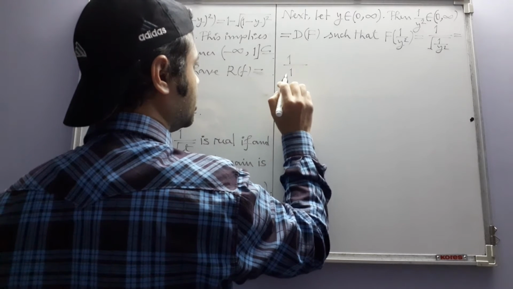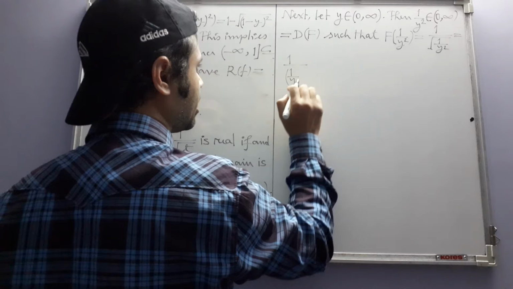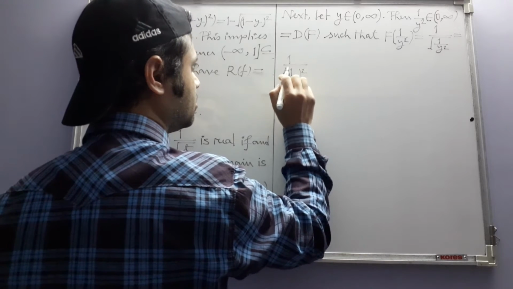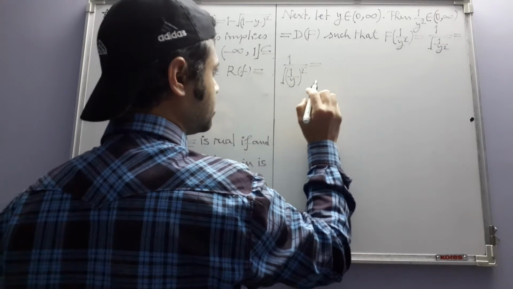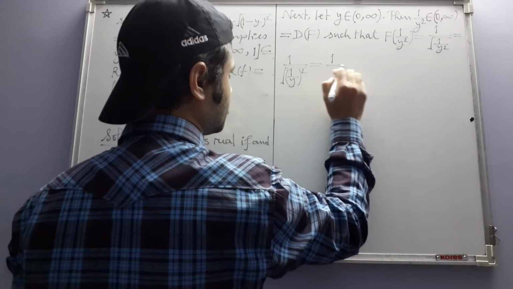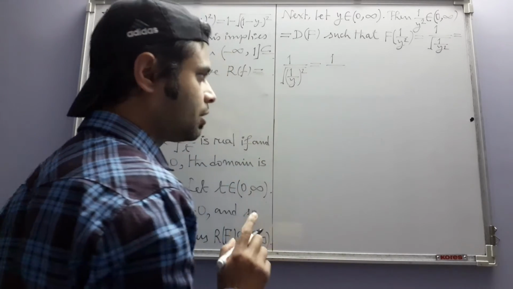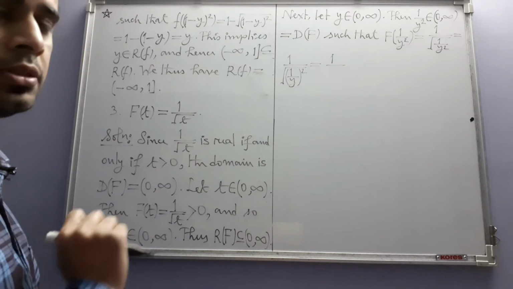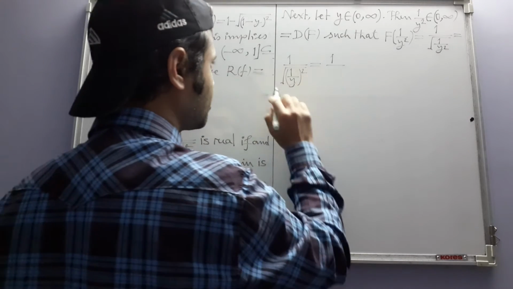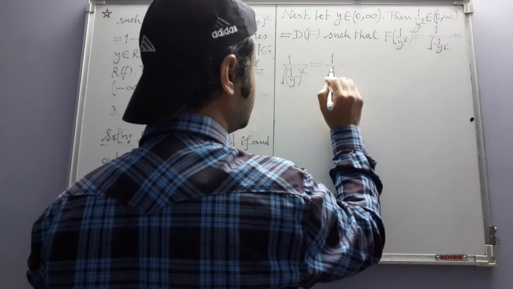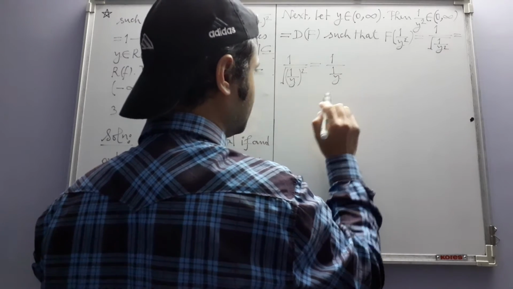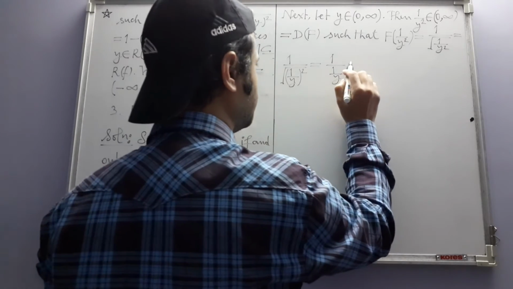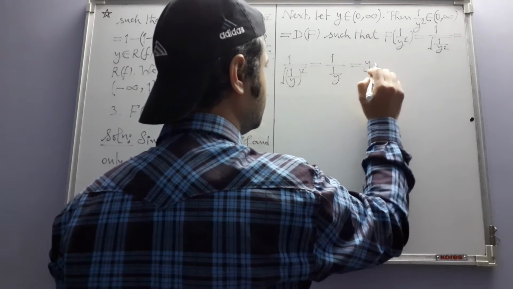if you want to really be strict about these calculations, you can write these intermediate steps. Now 1 over y is a positive real number because y is positive, and so when you cancel square and square root, you get 1 over y and not minus 1 over y, and this is equal to y.